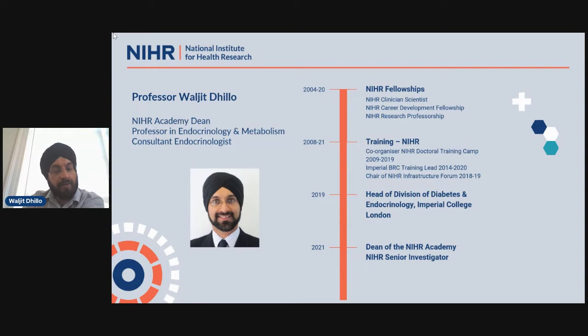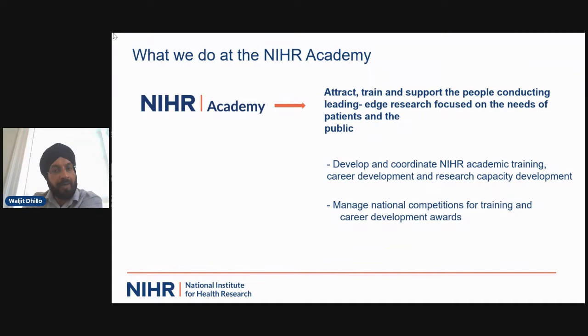So what do we do at the NIHR Academy? Well, we are all about people. We want to attract, train and support the people conducting leading edge research focused on the needs of patients and the public. So we help coordinate research capacity development, and your School of Public Health is one of those capacity development organizations. But we also manage national competitions for training and career development awards, to the tune of about £120 million spent purely on our fellowships and competitions each year. It's a huge amount of money invested in the next generation.